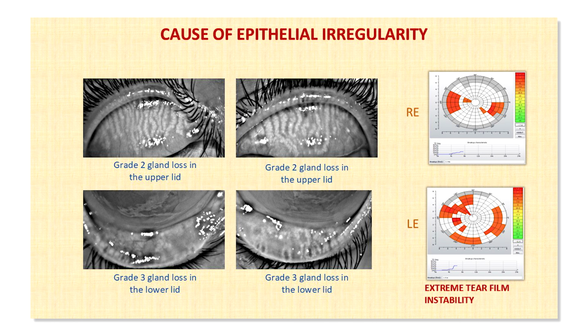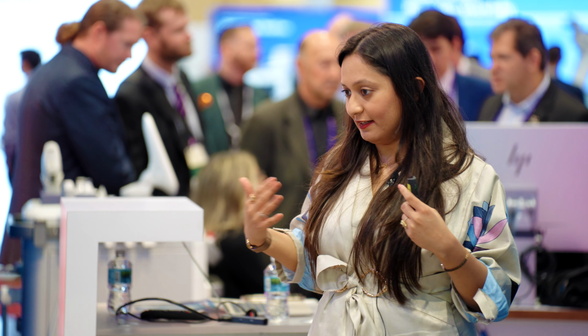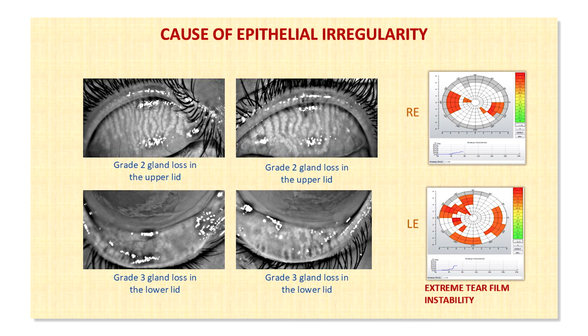Now, if you want to probe deeper, why is the epithelium irregular? There's always a tool, meibography, you can do. Because a lot of times, epithelium is an early surrogate marker. Changes in the epithelium are an early surrogate marker of how your gland health is. Because if there is a gland loss or an MGD, there is definitely going to be extreme tear film instability.